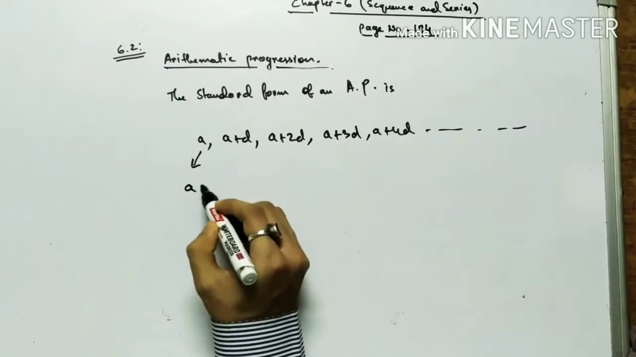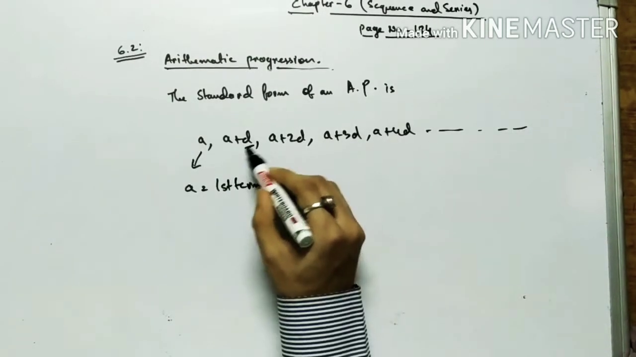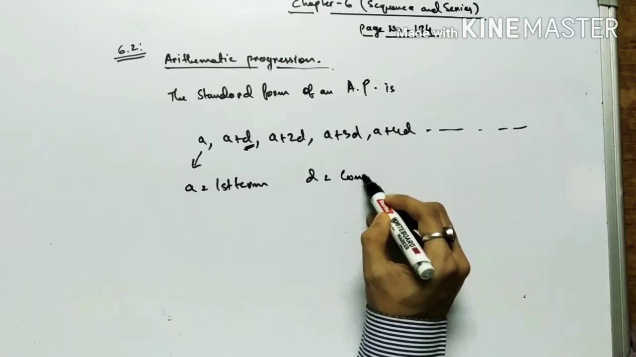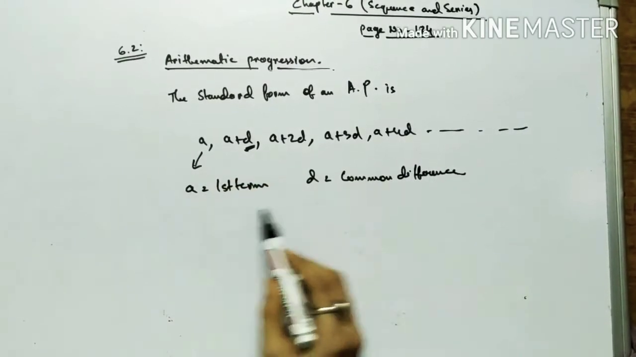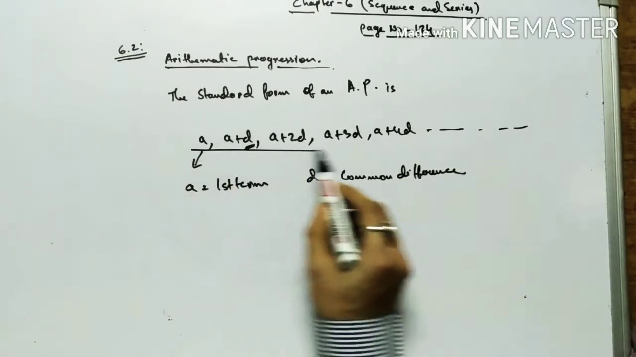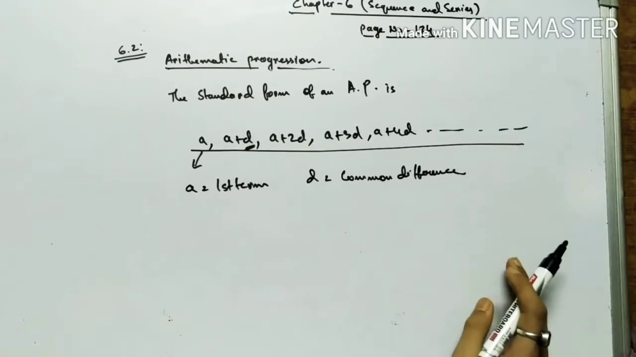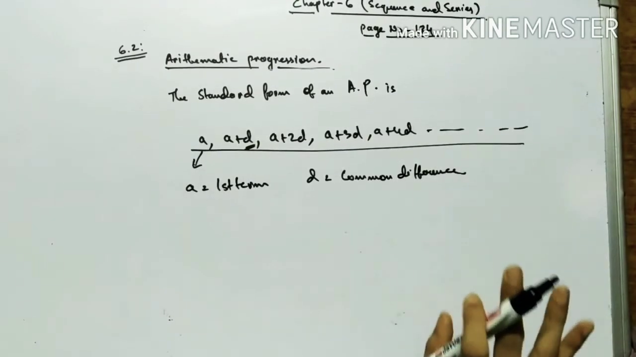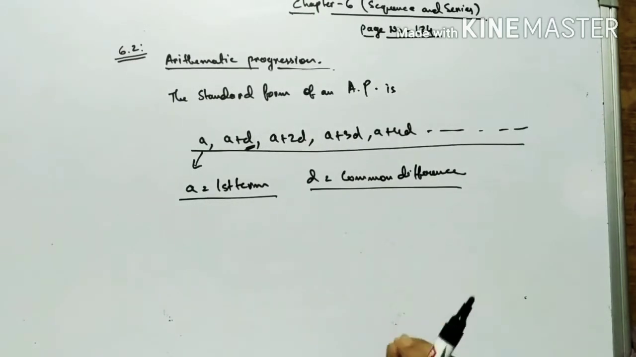In here, a is the first term and d is the common difference. This is the standard form of an AP. Remember: a, a plus d, a plus twice d, a plus thrice d, a plus 4d, a plus 5d, it will go on, where a is the first term and d is the common difference. This is the standard form.